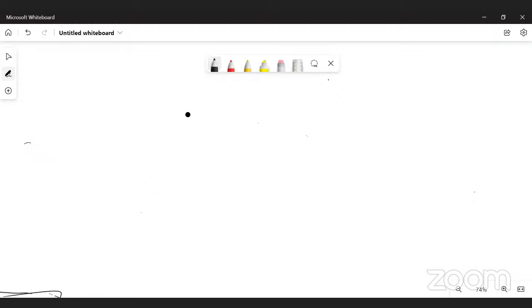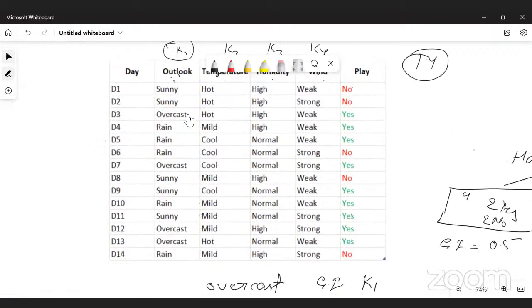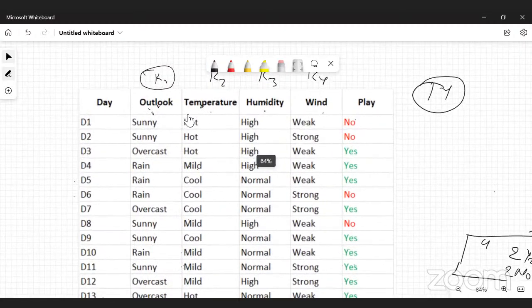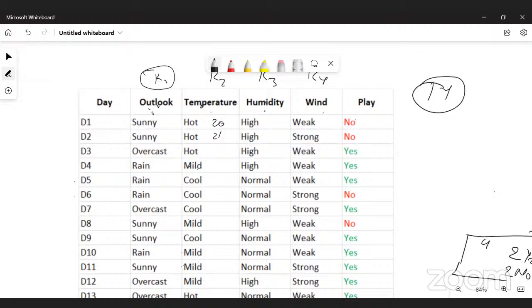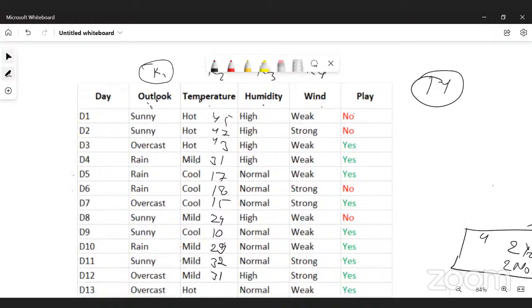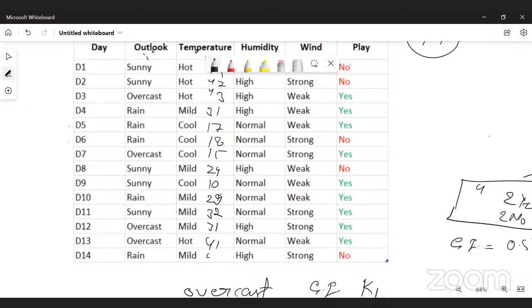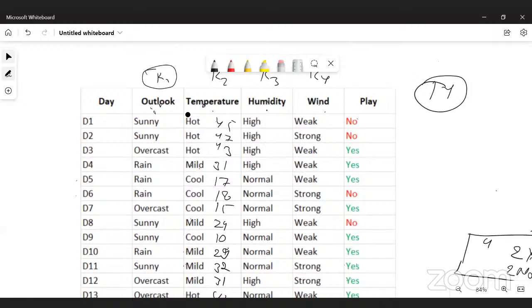So this is all about categorical variables. What if there are numerical features? Let's say in this data set, temperature is given in values. Your values are given here: 20 degrees, 21 degrees, not so this will not be hot. So this will be, let's say, 45, 47, 43. Mild is, let's say, 30, 31. Cool is, let's say, 17, 18, 15, 29, 10, 9, 20, 29, 32, 31, and let's say 41 and 40. So some values. Now temperature is your numerical feature, right?